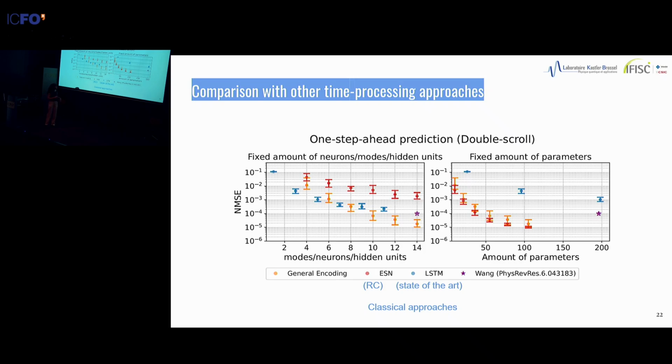We are comparing with ESN, which is another type of reservoir computing but classical, in which we take a neural network and fix the first part, and LSTM, which is this state-of-the-art process, and another quantum protocol. If we take the same number of modes and neurons, we perform very well. We perform like LSTM, sometimes even a bit better, and much better than ESN because we have a lot more observables, so of course, this is the polynomial scaling.